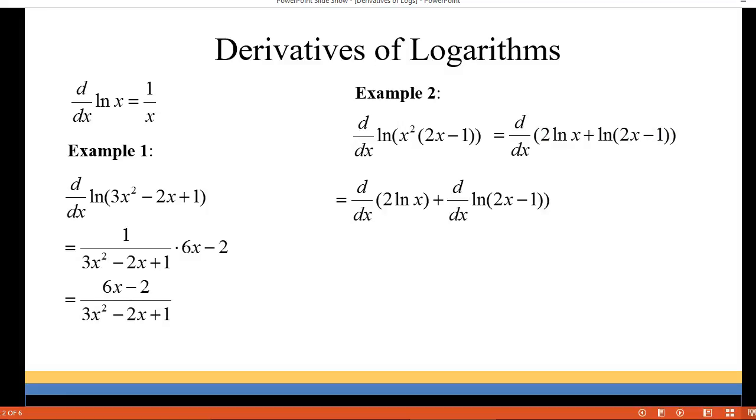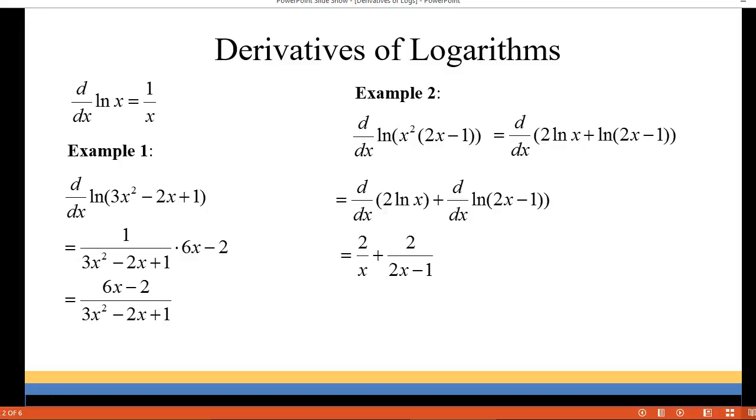Now we're going to take the derivatives of the logs separately. So the derivative of the log of x is 1 over x, and we have a constant multiplier of 2. So for the first term, we got 2 over x. For the second term, you have 1 over 2x minus 1 times the derivative of the inner function, which is 2. So we have 2 over 2x minus 1.